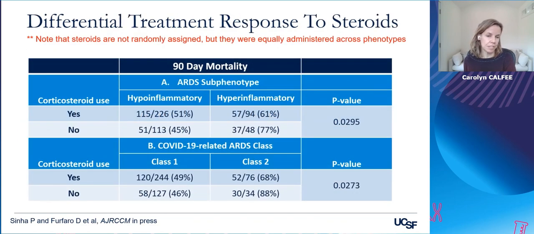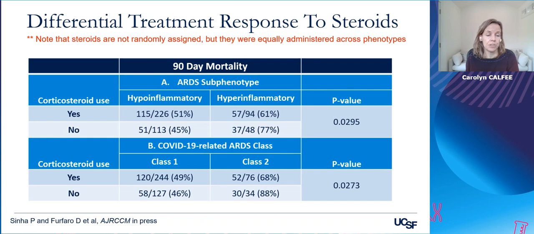But what was perhaps most interesting to us was when we asked whether there was evidence of differential treatment response to steroids. Now, I want to emphasize here that in contrast to the prior data that I've showed you, this data does not come from randomized control trials, so steroids were not randomly assigned. However, they were equally administered across the phenotypes, so about 2/3 of patients in each of the phenotypes received steroids. And what did we find?